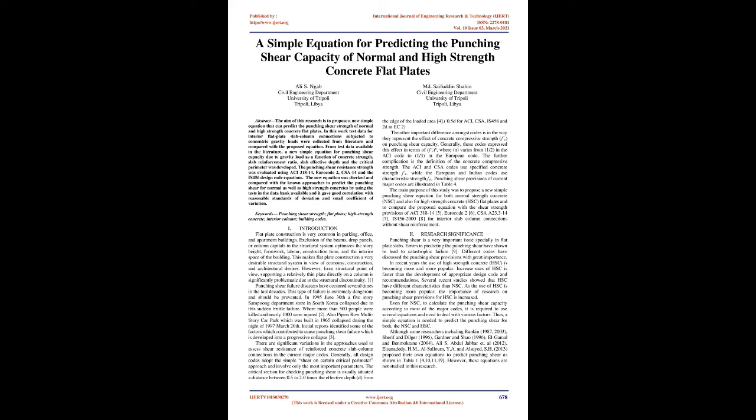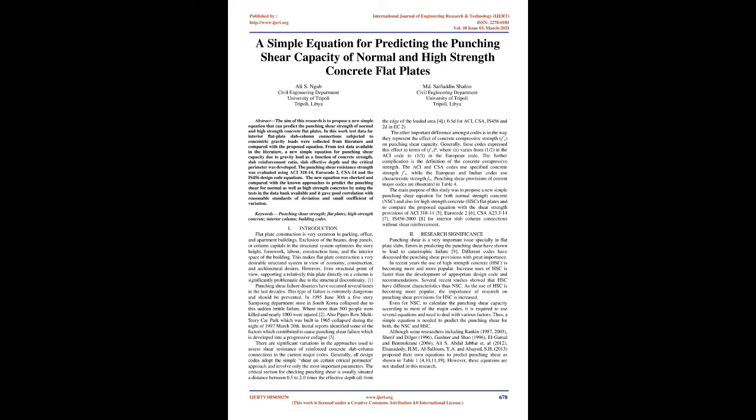Also, Piper's Row multi-story car park, which was built in 1965, collapsed during the night of 1997 March 20. Initial reports identified some of the factors which contributed to cause punching shear failure, which developed into a progressive collapse. There are significant variations in the approaches used to assess shear resistance of reinforced concrete slab-column connections in the current major codes.